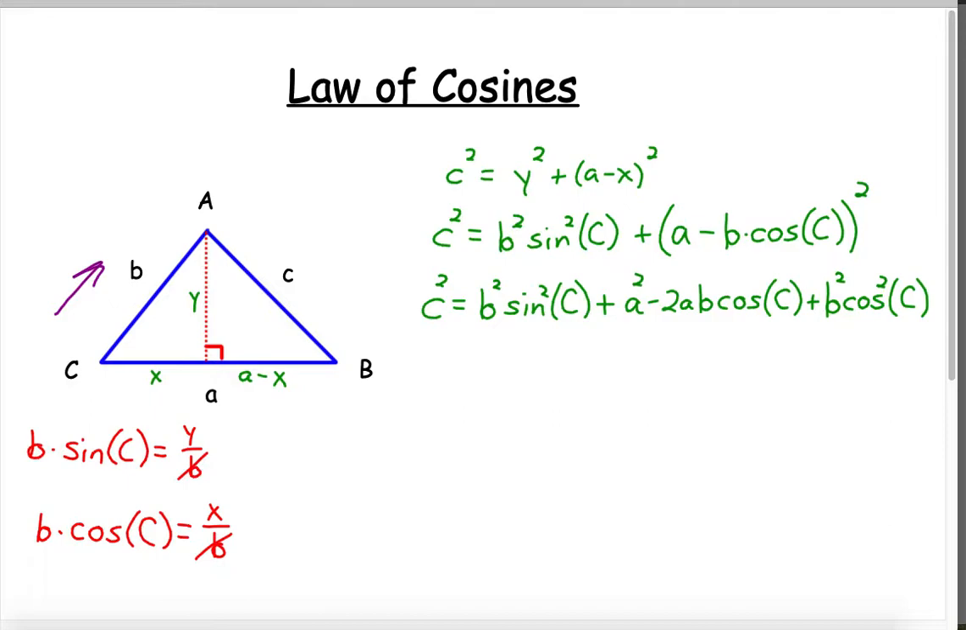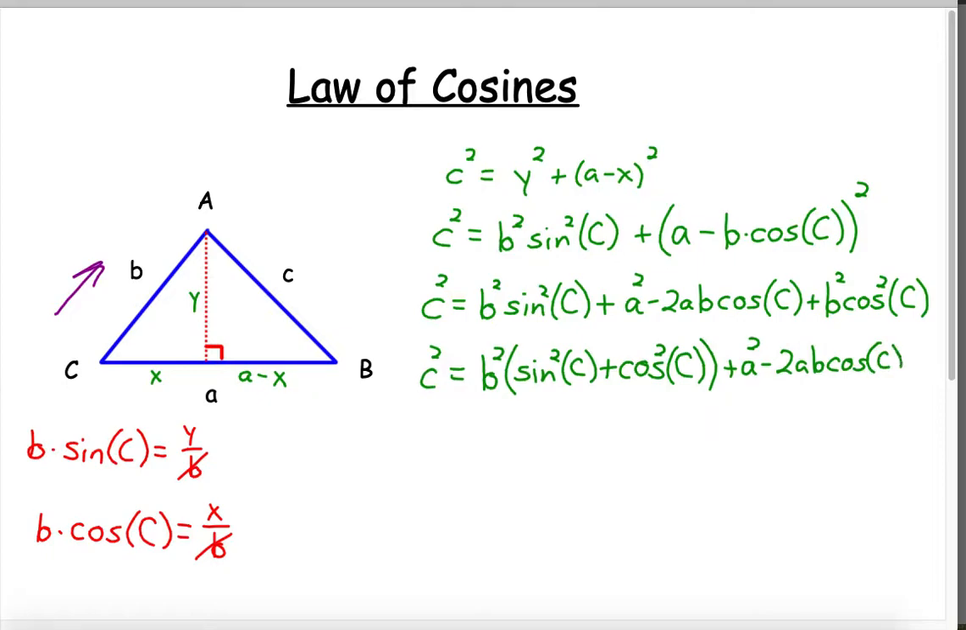Now let's regroup this. Where are we going with this? Well, I could factor a b squared out of the first and last term, and I'd have sine squared of angle C plus cosine squared of angle C. Uh-oh, some bells are going off. That should look familiar. Plus a squared minus 2 times a times b times the cosine of angle C. But sine squared plus cosine squared is just equal to 1.